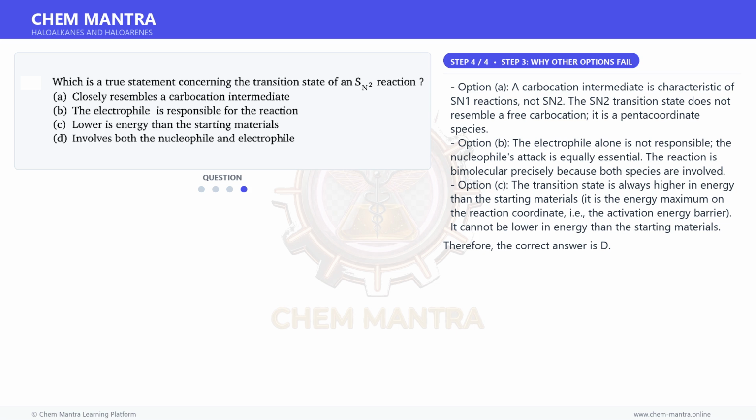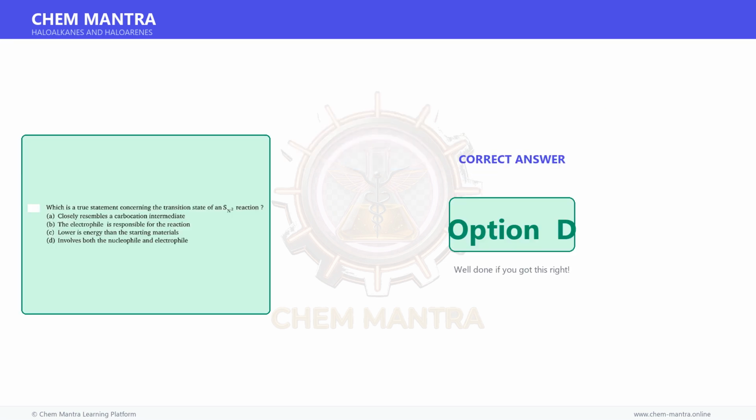Option C. The transition state is always higher in energy than the starting materials, it is the energy maximum on the reaction coordinate, i.e., the activation energy barrier. It cannot be lower in energy than the starting materials. Therefore, the correct answer is option D.